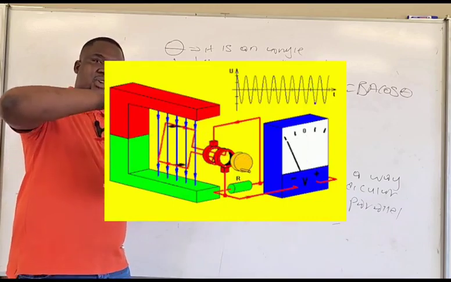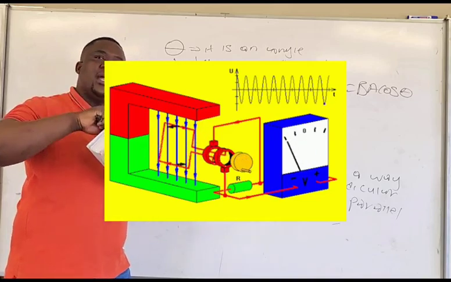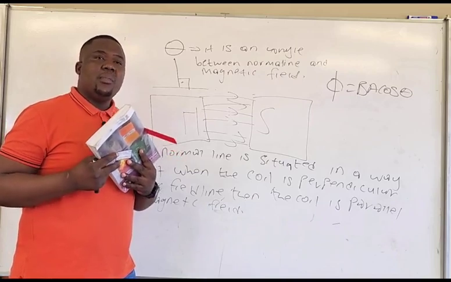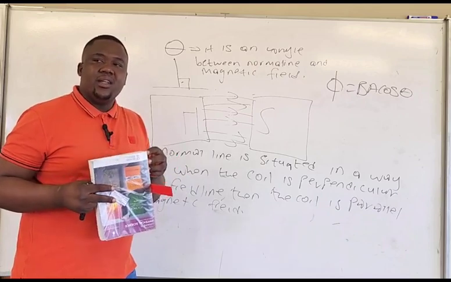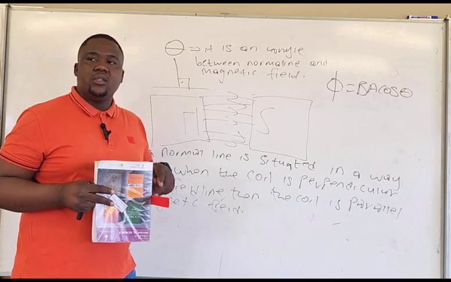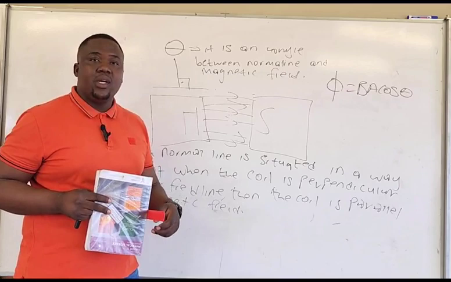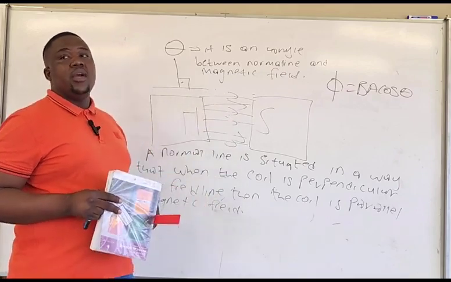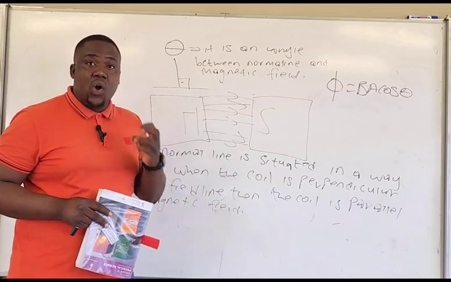So let us understand. I repeat again, I hope you are understanding what I'm trying to say. I'm using a book as a coil. The ruler is a normal line. The normal line is found in the coil, but it is positioned in a way that opposes the coil itself. You understand? When the coil is parallel, it means the normal line is perpendicular to the magnetic field line that I just drew there. So you need to understand the relationship between the coil and the normal line.